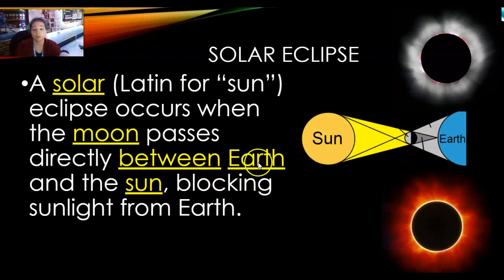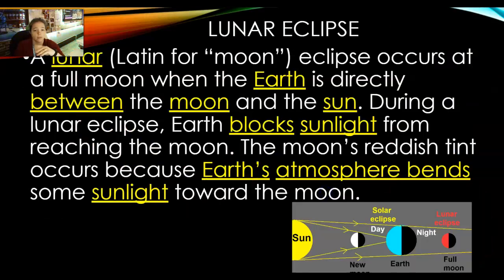It passes directly between the Earth and the sun. It blocks the sunlight from the Earth. And this only happens in a small portion of the Earth. This is what it would look like if you went through a full solar eclipse. Again, if we get to see one, please don't look at it straight on. Just don't. It'll ruin your eyeballs. Then you have a lunar eclipse. Lunar, think of moon.